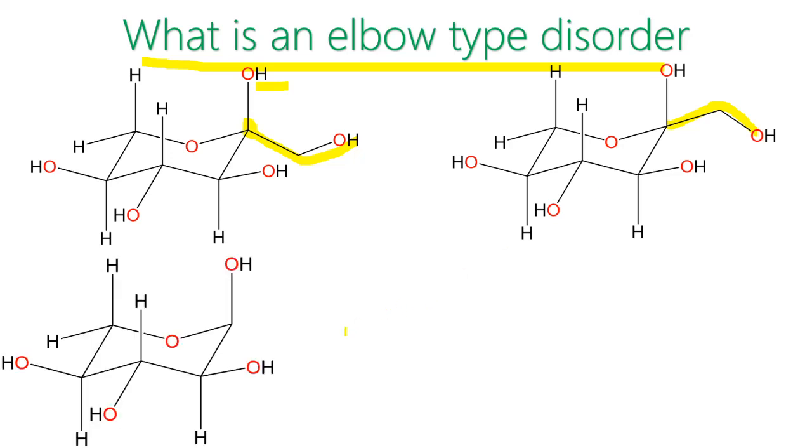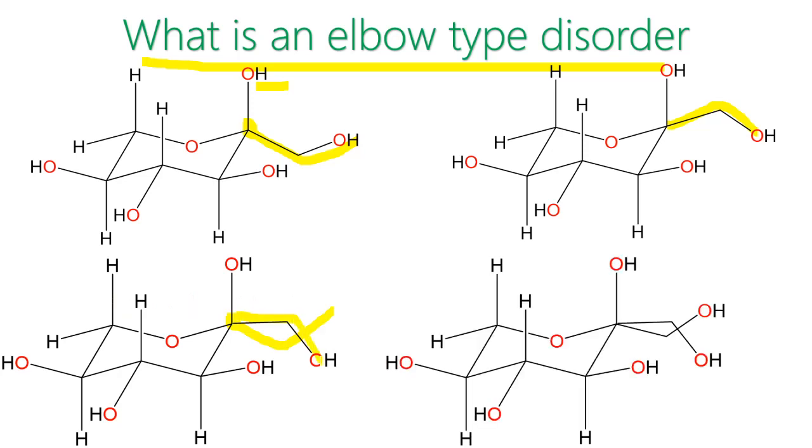If you look at this carbon atom particularly, the two possible orientations can be drawn like this. One is like this, CH2OH, and the other is like this, CH2OH. One is downward and the other is upward.